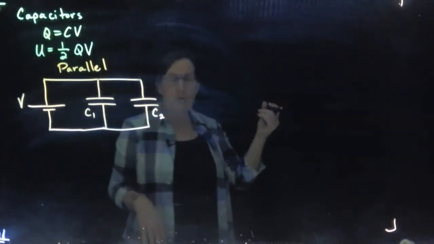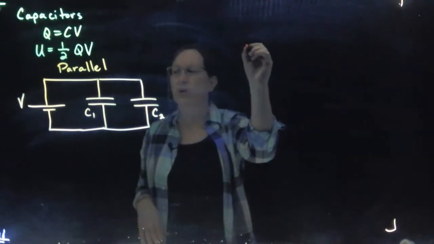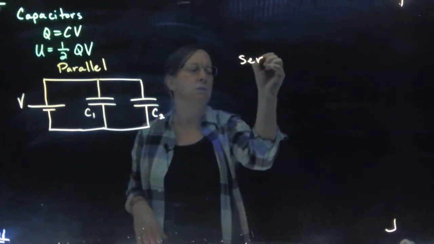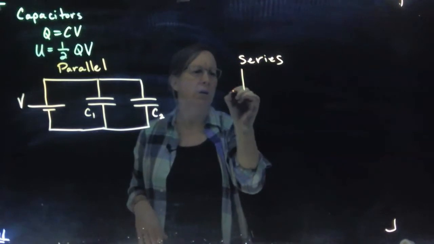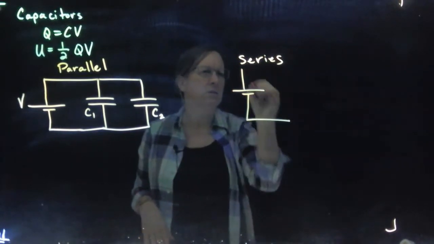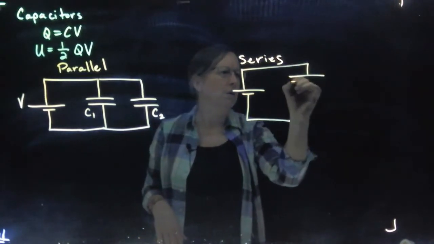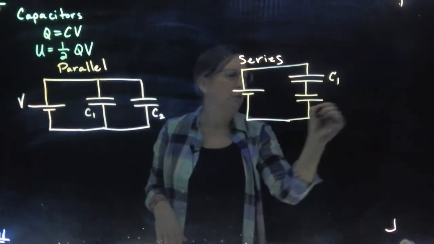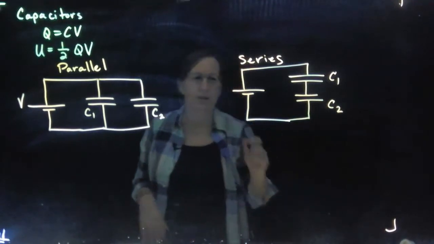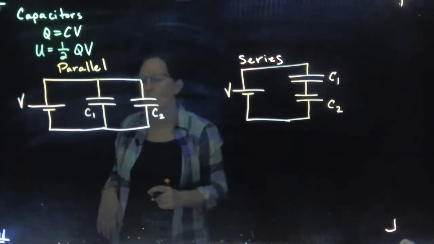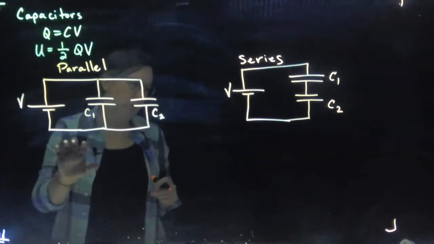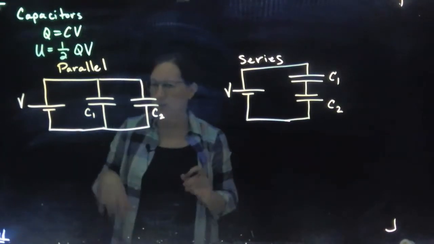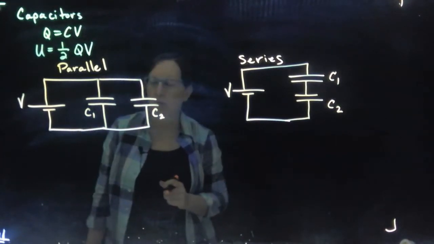And then a series is when they're in line. So we can have a series, where we have capacitor 1 and capacitor 2. Again, they don't have to be the same size, and then a voltage. Okay, so what we're going to do is start with the parallel case, and then we'll look at the series case. We'll compare them along the way.